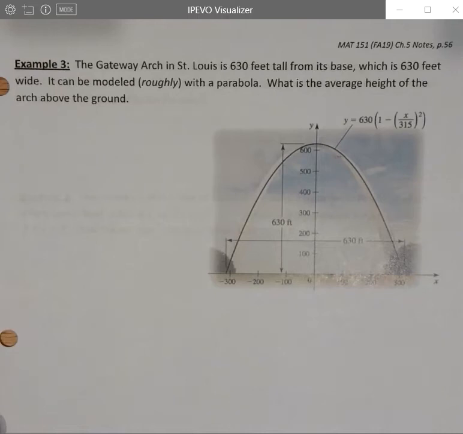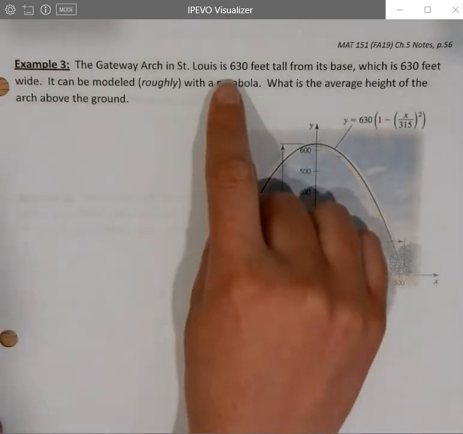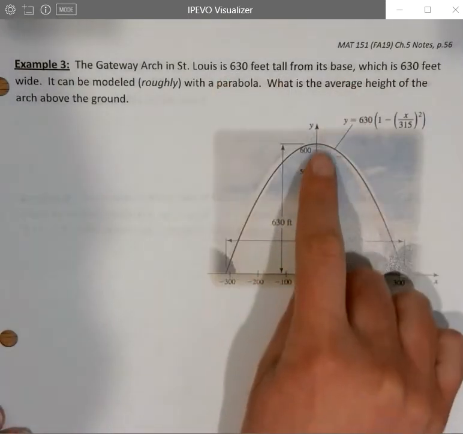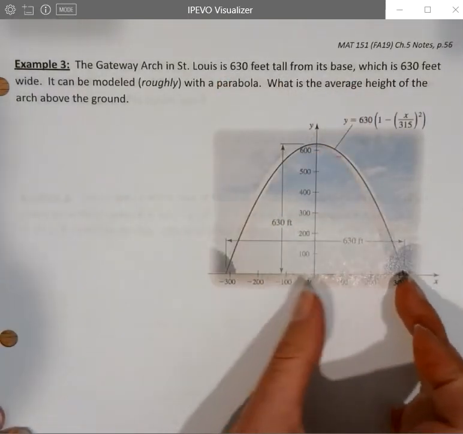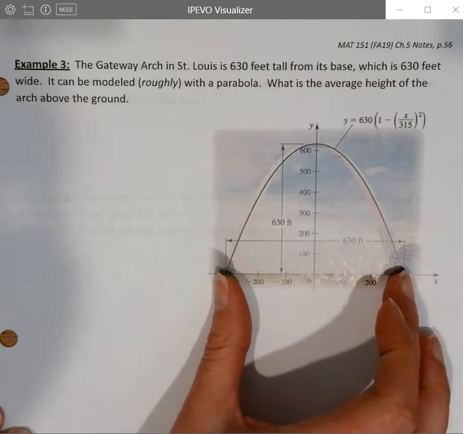Example 3 is talking about the Gateway Arch in St. Louis. It's 630 feet tall from its base, which is 630 feet wide. It can be roughly modeled by a parabola. What is the average height of the arch above the ground?